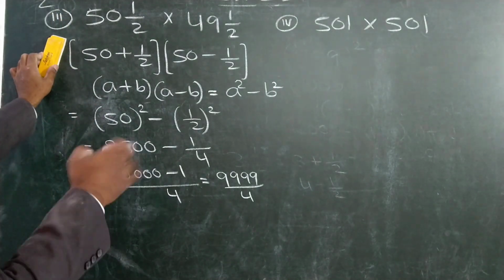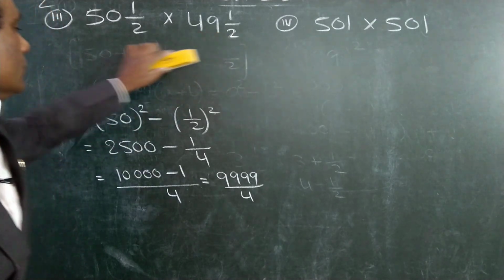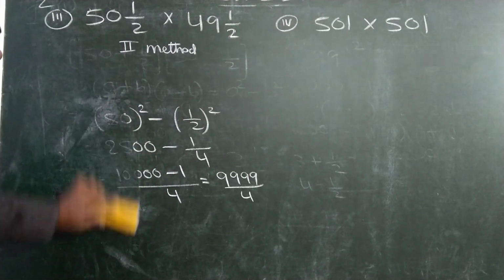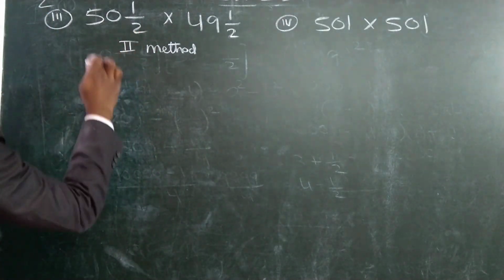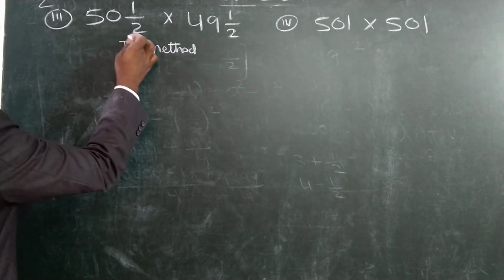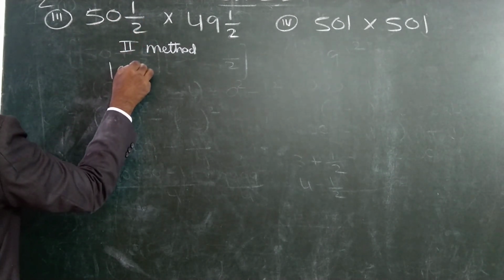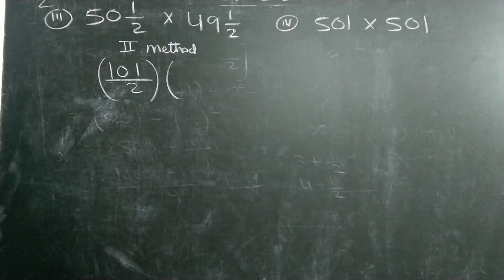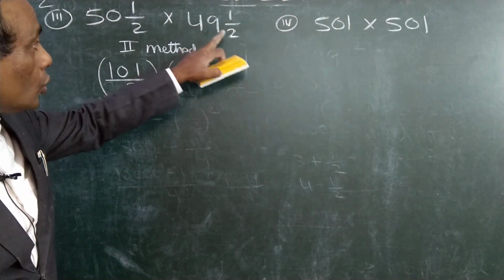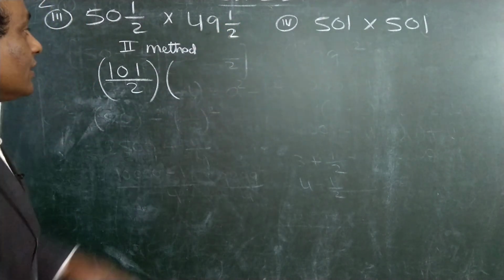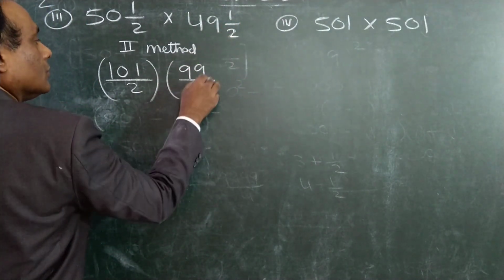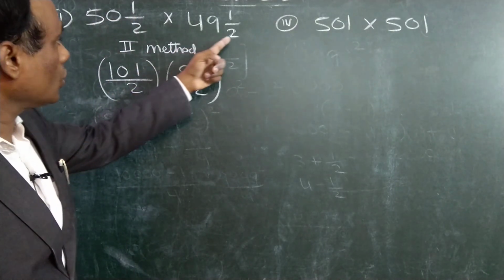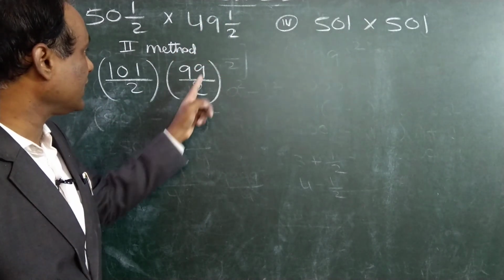Students, I will explain this. You write down the second method. See here. I will apply another method. Convert it into improper fraction. 2 into 50, 100 plus 1, 101. 2 into 49, 98 plus 1, 99 by 2.